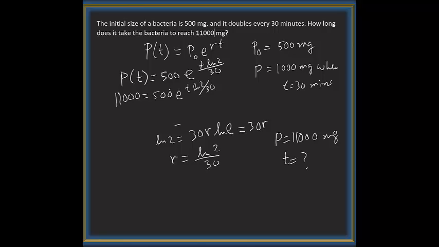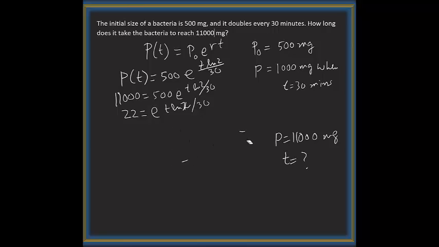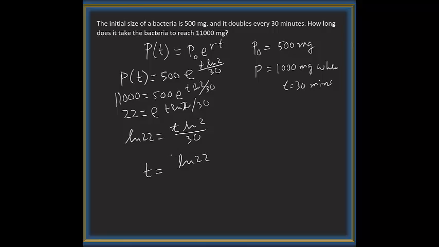Now you can simplify dividing both sides by 500. So you get 22 equals e to the t natural log of 2 over 30. Now further simplification, taking logarithm on both sides again will give us natural log of 22 equals t natural log of 2 over 30. So now when you are looking for t, your t will be simply natural log of 22 times 30 over natural log of 2.